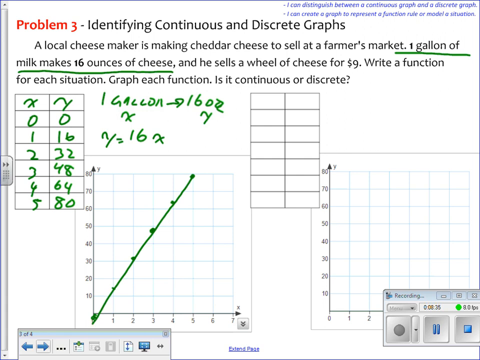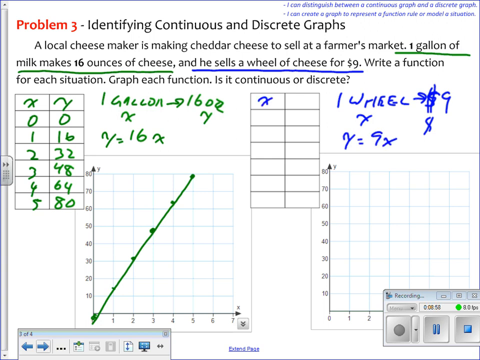Okay, second problem. He sells the wheel of cheese for $9. So 1 wheel will give them $9. So if I use X for the wheels and Y for the money, Y equals 9X. So X, he sells none, he sells 1, he sells 2, 3, 4, 5. Y would be how much money he gets for each. Multiply all of these times 9. 0, 9, 18, 27, 36, 45.